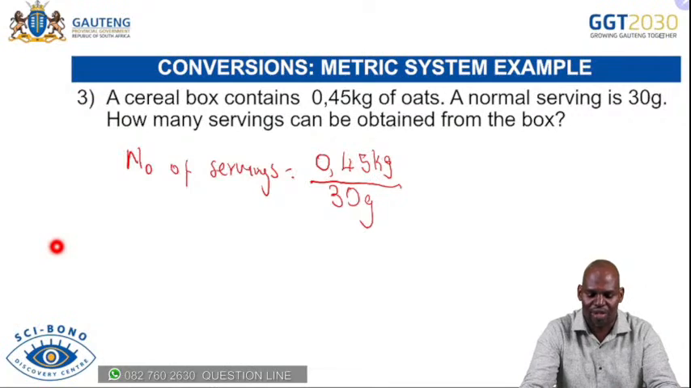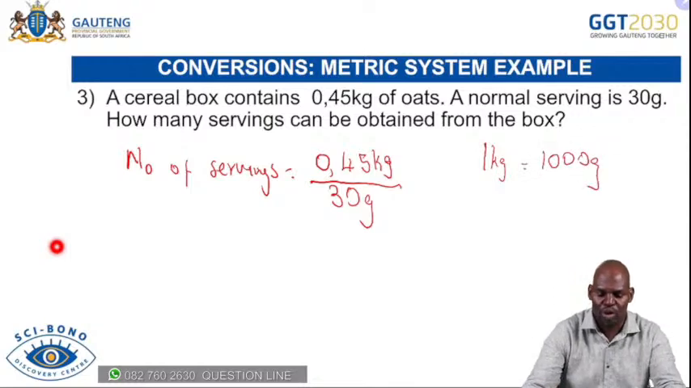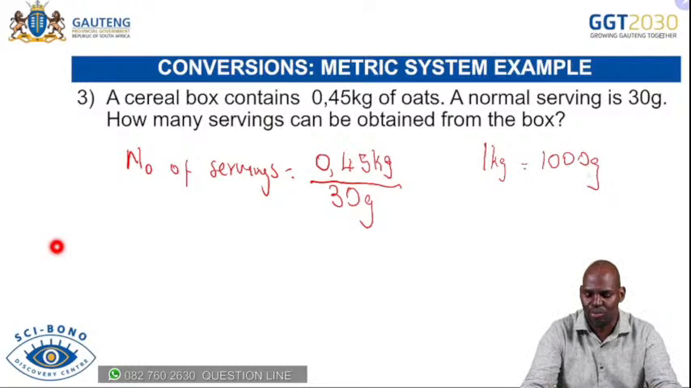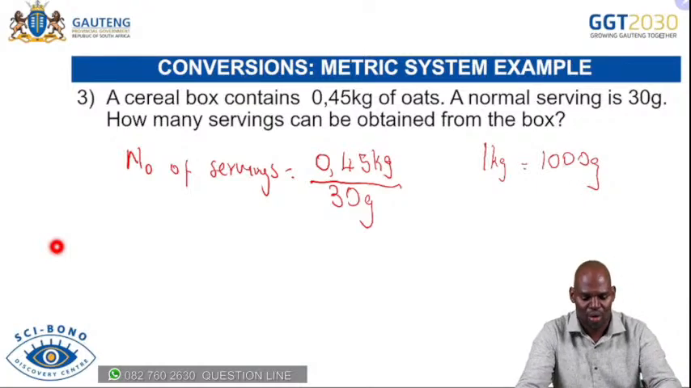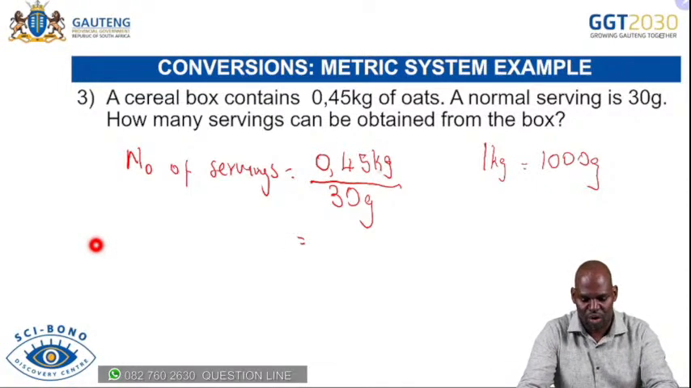As we know, 1 kilogram is equal to 1,000 grams. That means if you want to convert kilograms to grams, you are going to multiply by 1,000. And if you prefer to convert grams to kilograms, you're going to divide. So I can show you both ways, just to show you that in the end, you will still get the same answer. So if you convert that one, we say 0.45, we multiply by 1,000.